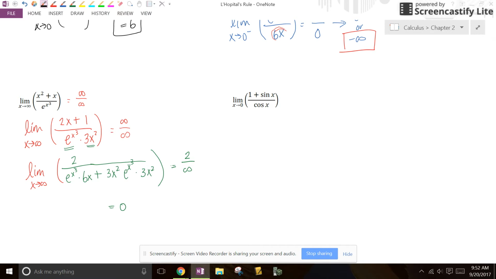And last but not least, it can even work with trig functions, right? Let's check. So I take the limit as x approaches 0 of the derivative of the top, right? Now remember, this isn't quotient rule. This is the derivative of the top divided by the derivative of the bottom. So don't try to do quotient rule here. The derivative of the sine, 1 is 0. Derivative of sine is cosine. The derivative of cosine is negative sine.